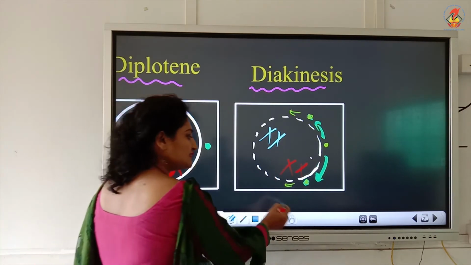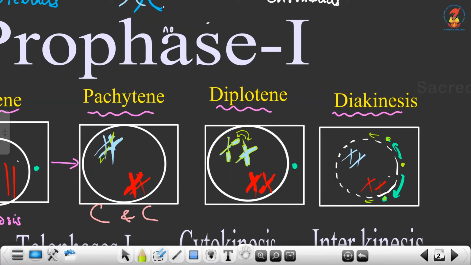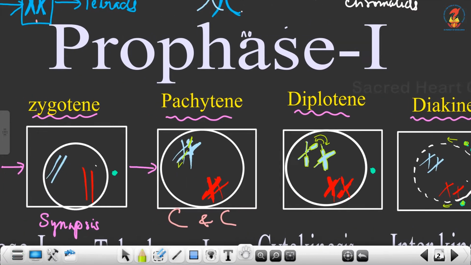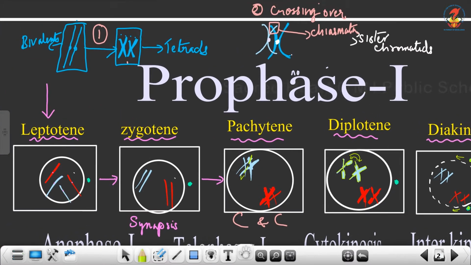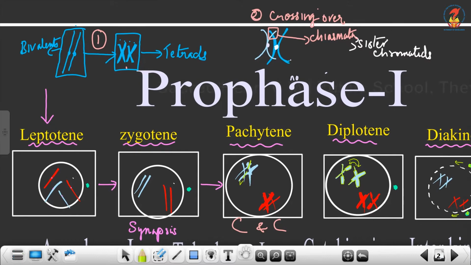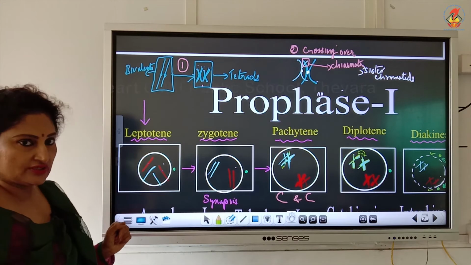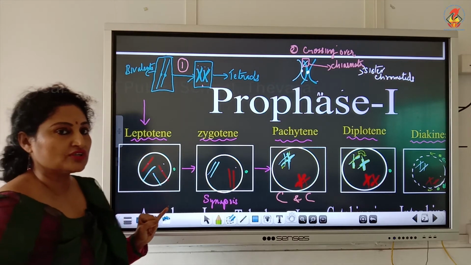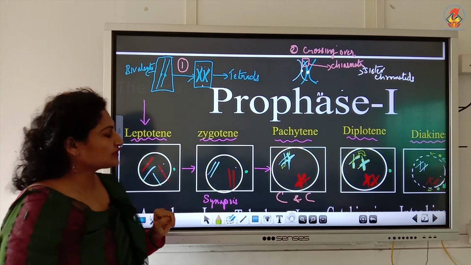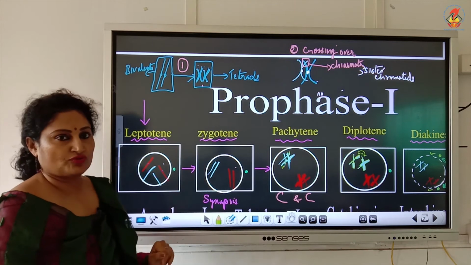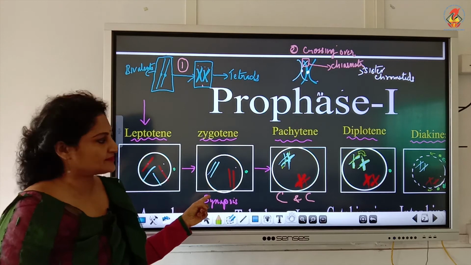Very, very important are these 5 stages, because the diagram as well as the write-up should express what is happening in each stage. So once again, a recap of the events occurring in the prophase 1 substages. Now I am not going to explain with the diagram, I am going to explain only the event. Leptotene, the event occurring is condensation of the chromatin to form rod-shaped chromosomes. Zygotene, pairing of the homologous chromosomes to form bivalents, and this process is called synapsis.